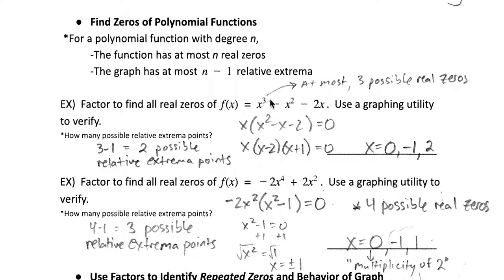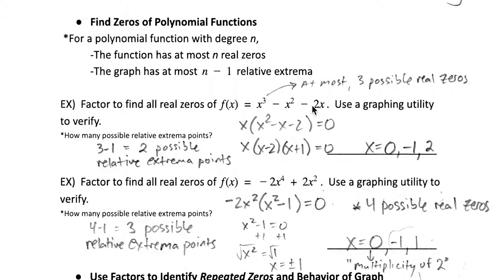Also, if you subtract 1 from that leading degree, that will be the possible number of relative extrema points. So the number of relative maximums or minimums. That's the number of possible ones, not that it has to have it, but they are possible. So let's take a look at this polynomial and see if everything pans out here. We should have at most 3 possible real zeros and 2 possible relative extrema points.